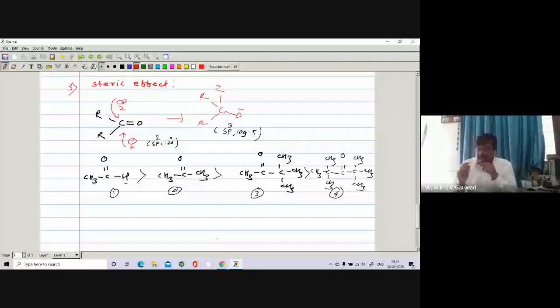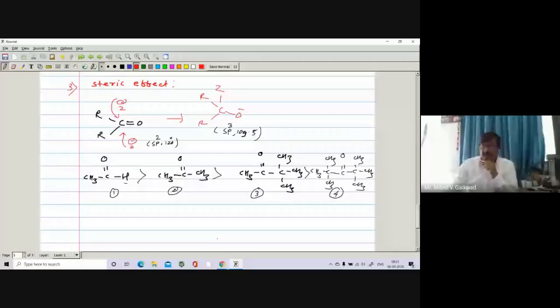So the next points are the reactions, right? The chemical reactions, that is the addition reaction. If you know one general mechanism, the remaining are all the same. So here we have to see the reactions of this carbonyl carbon, right?